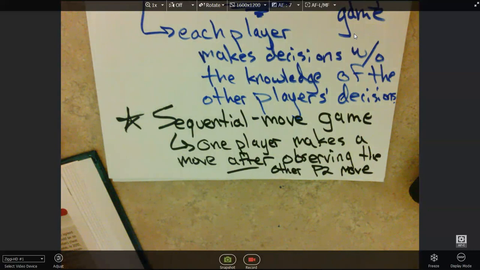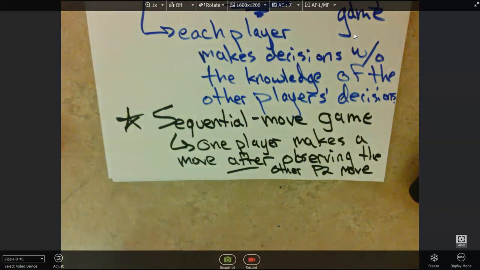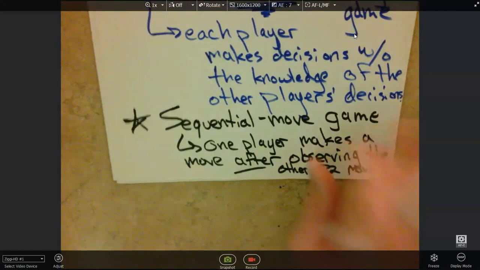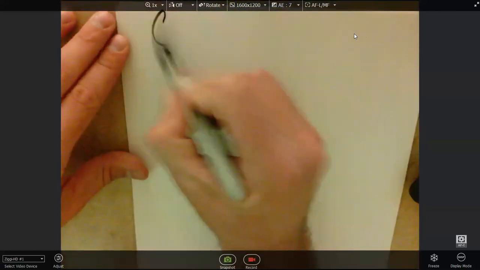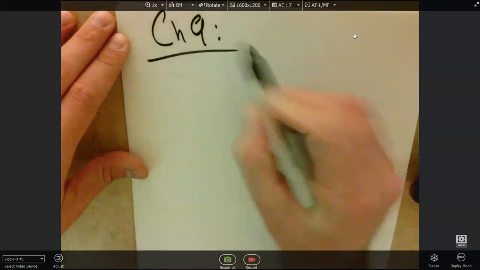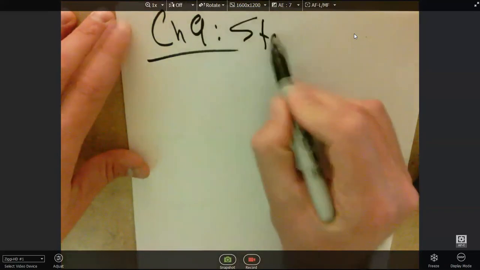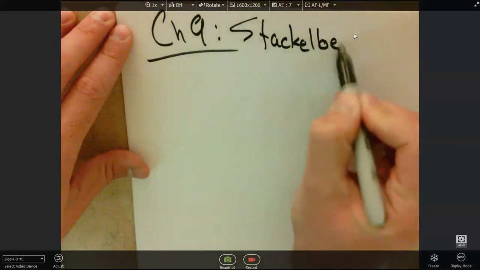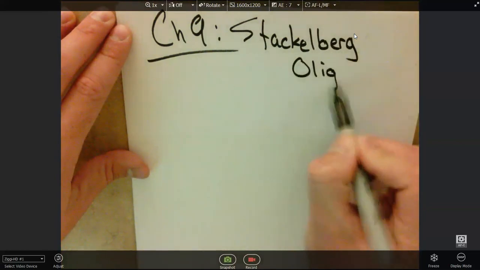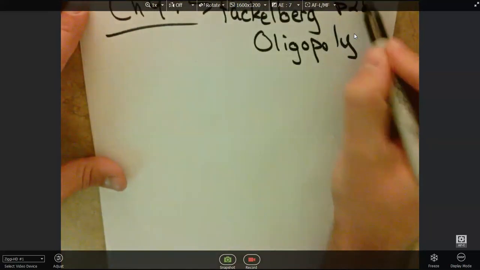I'm not going to test you on the curves for the Cournot oligopoly, just the math. So don't worry about the profit curves and stuff. Seems unnecessarily complicated. So let's get back up to chapter 9, and we're going to just talk about the Stackelberg oligopoly. They talk about this on page 284 of the text.